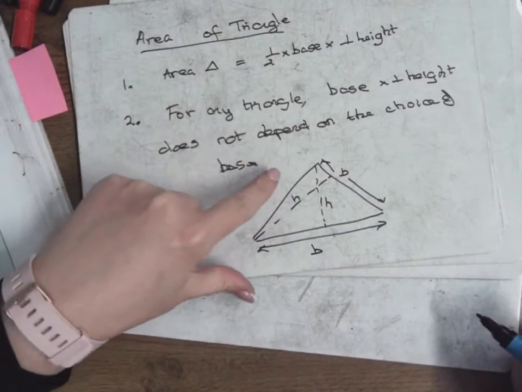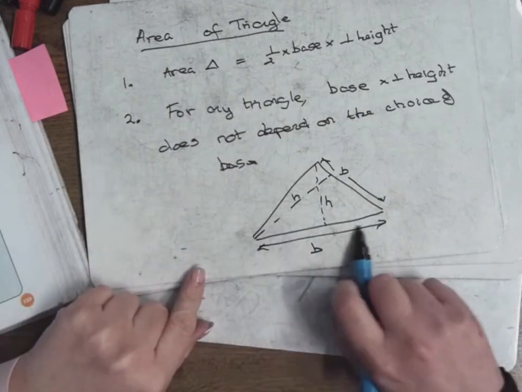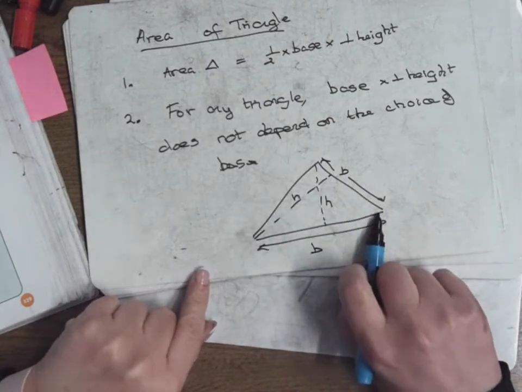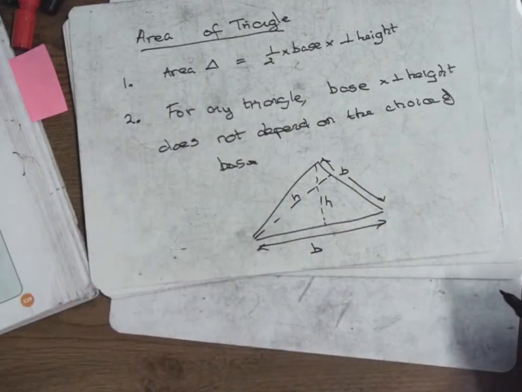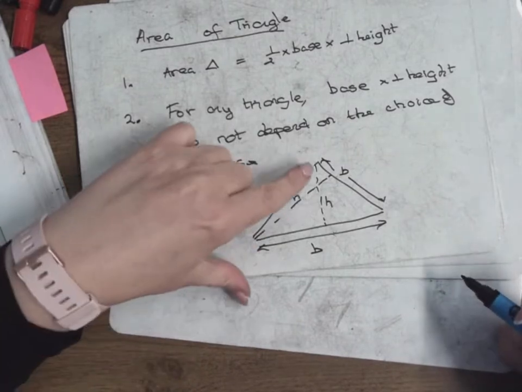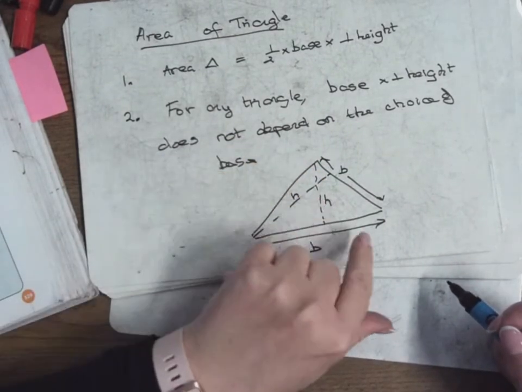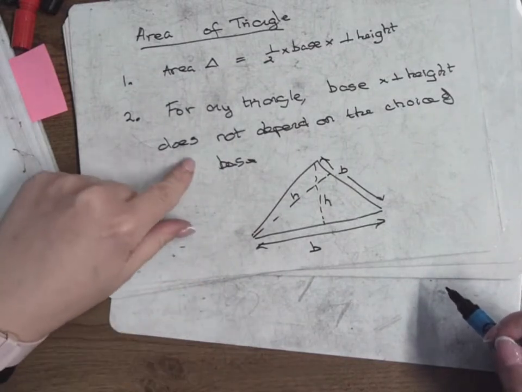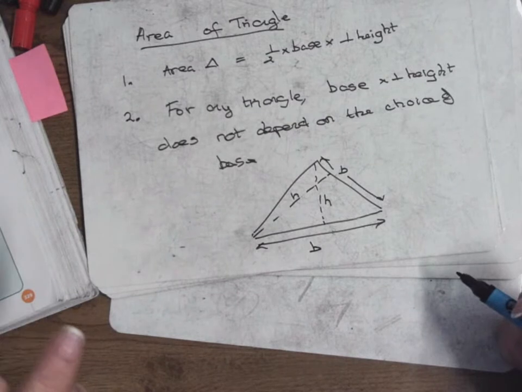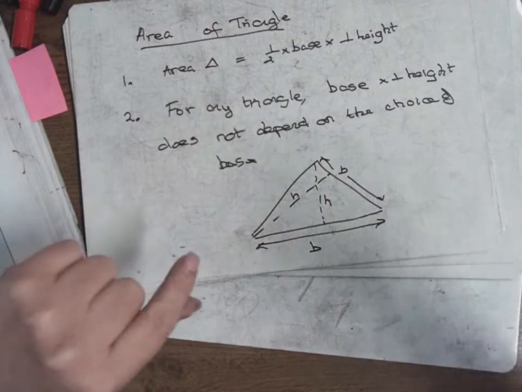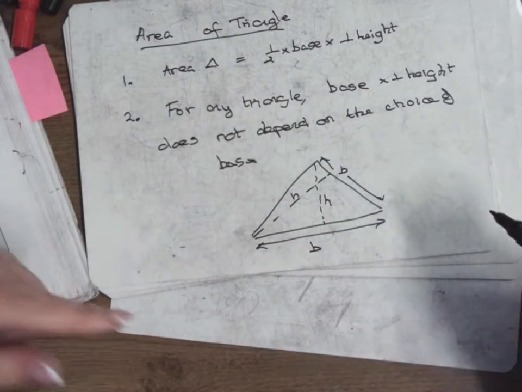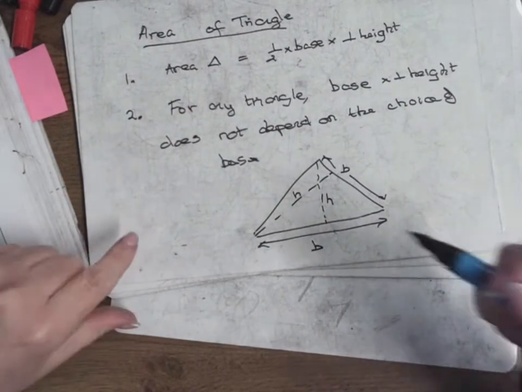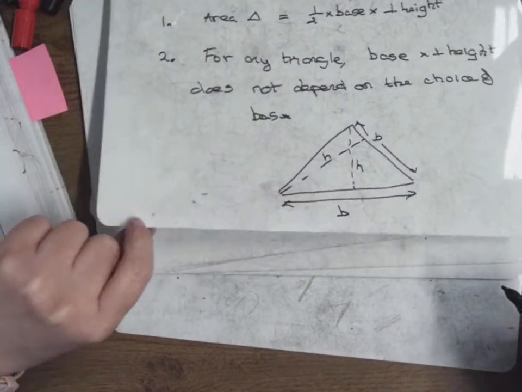So that's all that second sentence means. If you chose this as the base and use this perpendicular height, or if you chose this as the base and use this perpendicular height, it wouldn't matter, you get the same answer. Or if you chose the third one as the base and that perpendicular height, you still get the same answer. You know this because there are questions like this in the Junior Cert book that you've all done. You just probably never written the sentence before. But it's on the course, so I have to write it down and show it to you. Is that all right?